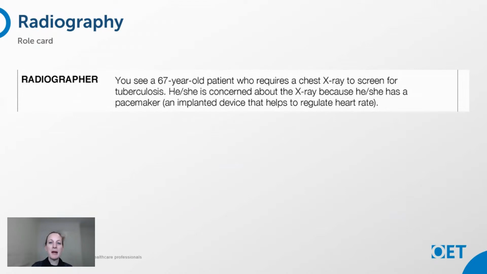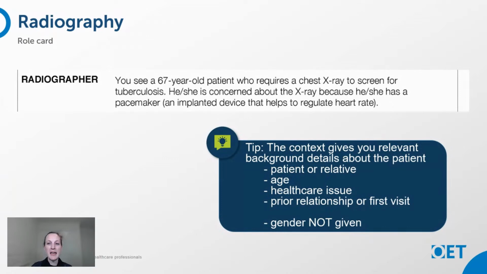Speaking of the background information, again, here we look for details of the patient's age and the healthcare reason for the conversation, as well as whether we are speaking to the patient themselves or a relative of the patient. And for this card in particular, we can see that our patient is 67 years old and that they need a chest X-ray to screen for tuberculosis.